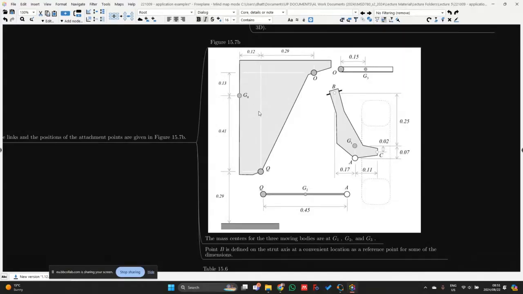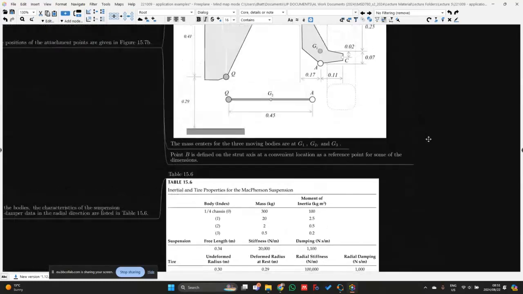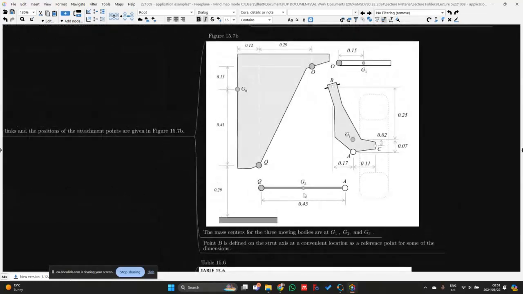And then for body 0, since it's ground, we also give it with respect to the XY coordinates or the global coordinate system. The mass centers are once again denoted as G1, G2, and G3. G1 for the wheel assembly, G2 for this lower link that we have over here, and G3 will be this link for the coil over spring suspension that we have over there.